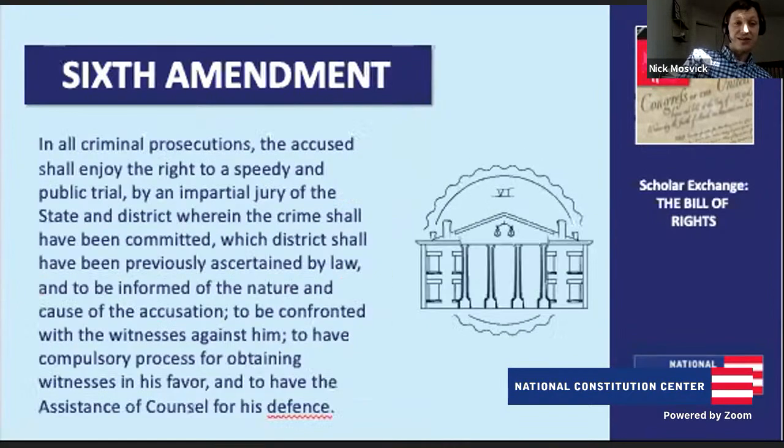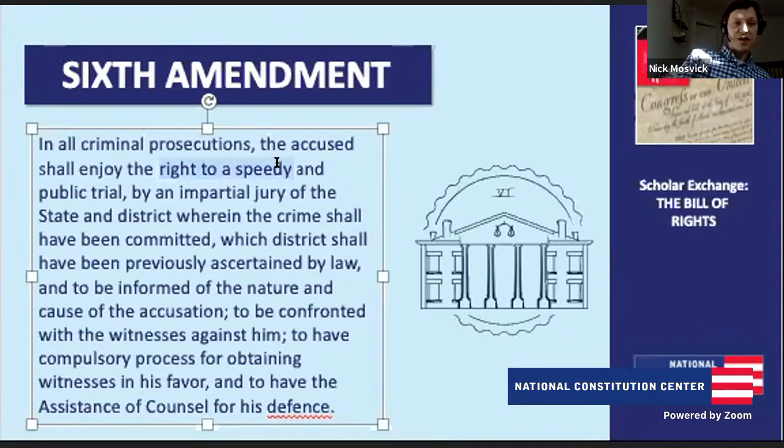And the Sixth Amendment does too. This is another batch of criminal rights protections, right? It's a whole list of them. A speedy and public trial, the right to an impartial jury of the state and district wherein the crime shall have been committed.